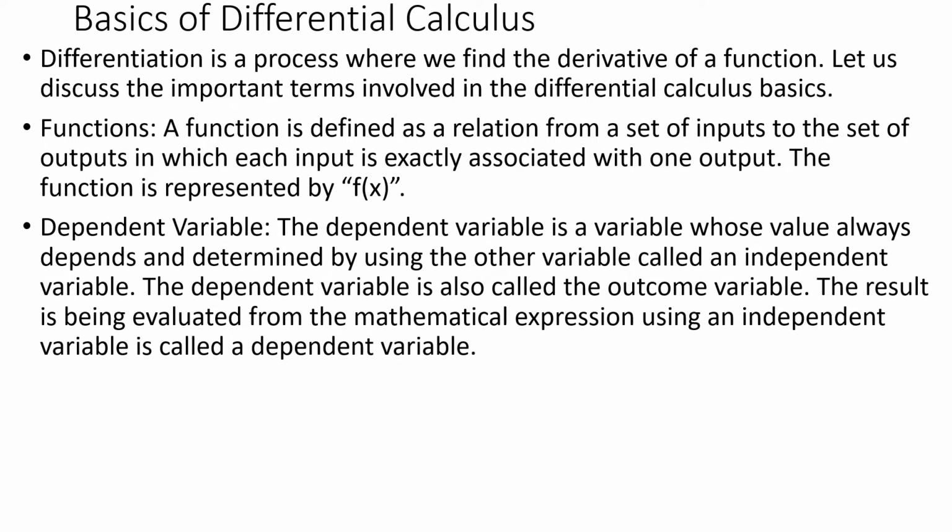Okay. And coming to the dependent variable, this is a variable whose value always depends on some other variable, or the value of the dependent variable is something which could be determined by using some other variable. And what is this some other variable? This is known as the independent variable. The dependent variable is also known by some other names. Outcome variable is one of the other names which we could use to identify dependent variable, and the result is something which could be evaluated from the mathematical expression using an independent variable. And so this is how dependent variable is functioning.